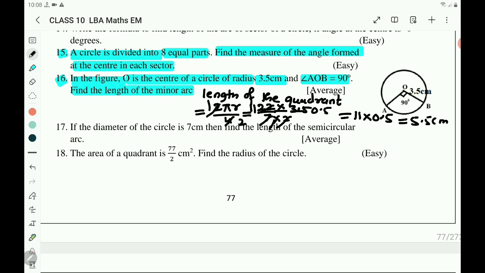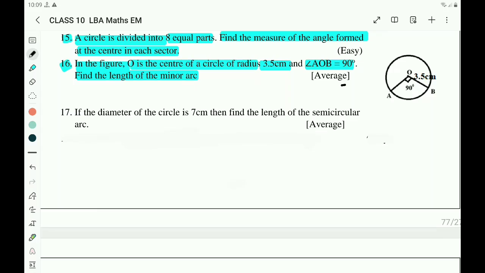That also you can use. If the theta is 90 degrees, it is 2 pi r by 4. That is nothing but pi r by 2. Pi r by 2 you can get directly.